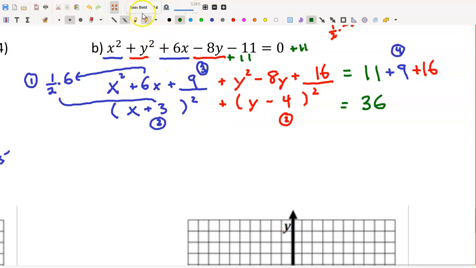Sometimes these numbers, this is an easy one, simply because these values, 6 and -8, are both even. So when you take half of them, you get a nice even number. But if this happens to be 5, you'll get 5 over 2. This would be 5 over 2, and then when you square it, you'll get 25 over 4. So it's very possible to have a lot of fractions here. You can use your calculator to help you do the arithmetic, but you still want to write everything out.